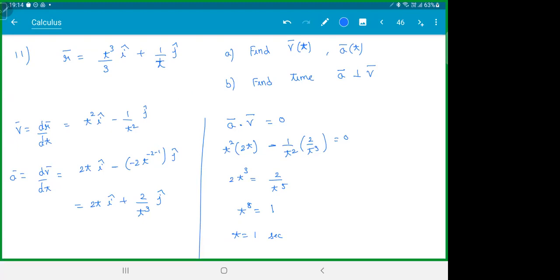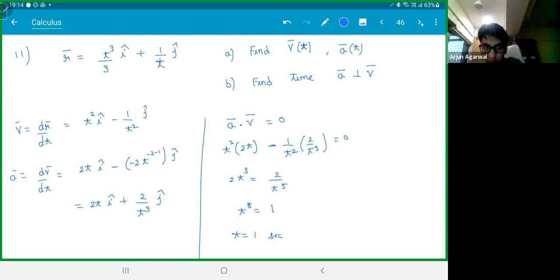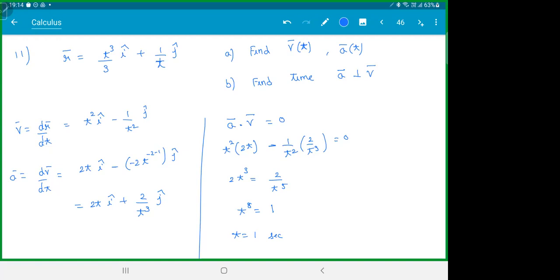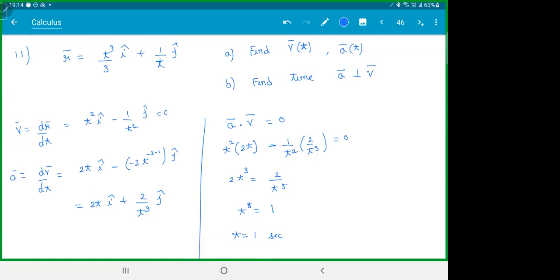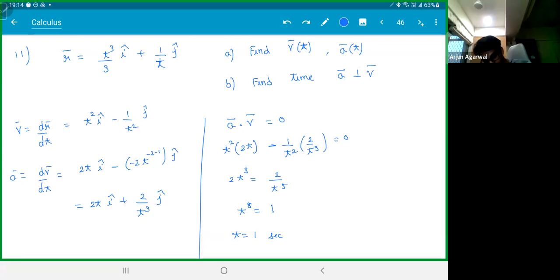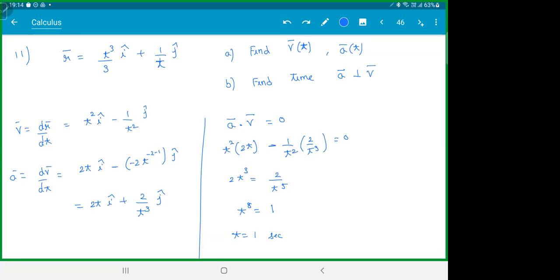But the question in the exam will be: find the time when a bar is perpendicular to b bar. Check. Ask me if anyone is confused here. So alternatively, we could also find the value of t in the velocity and solve that for 0, right? You can't put 0. See, if you put 0 also, how would you get here? i cap and j cap will never cancel, na? Oh yeah, these are vectors. This is not a normal thing. Yeah, they'll never cancel.